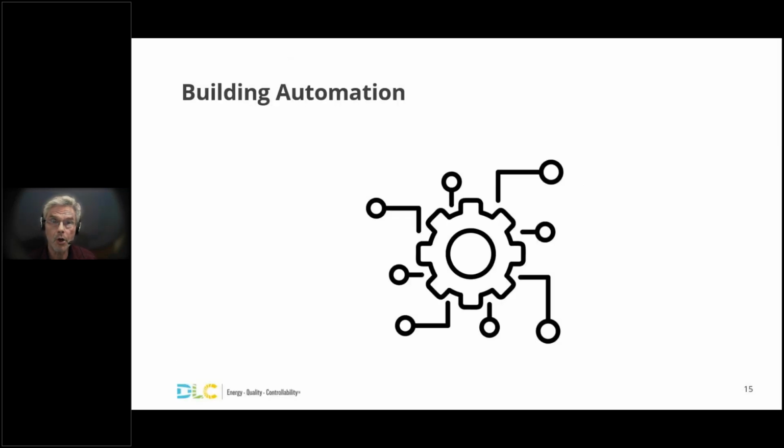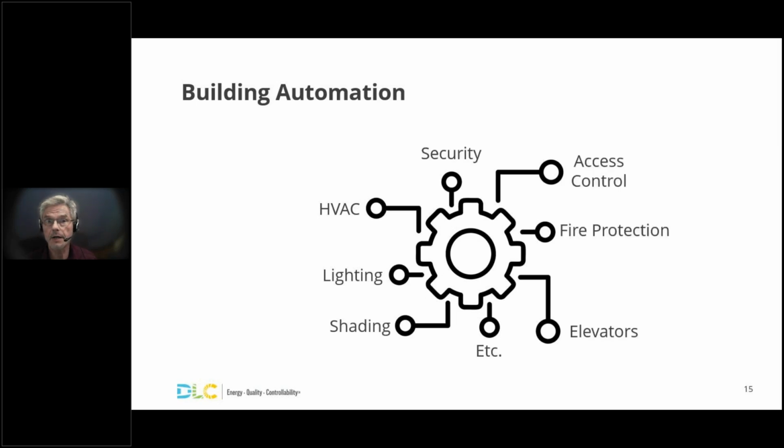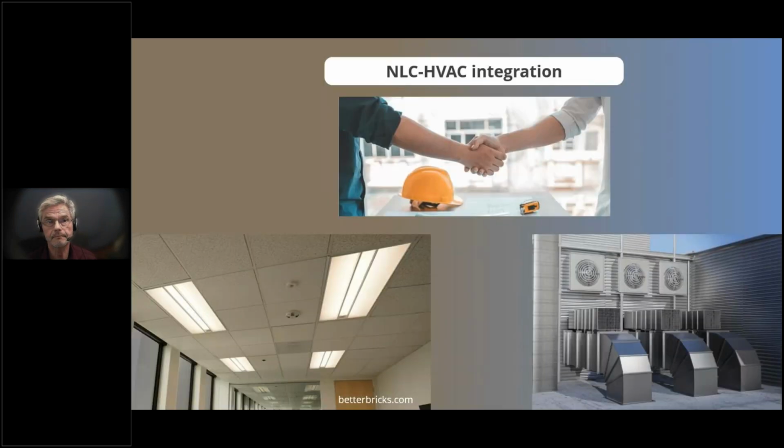Building automation to coordinate different building systems is the wave of the future. Integrating lighting controls with HVAC controls is a good place to get familiar with building automation to apply later across more building systems. Those are some of the reasons why lighting HVAC integration is worth pursuing.